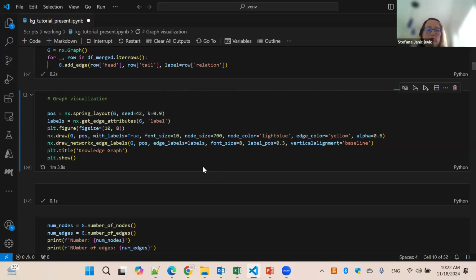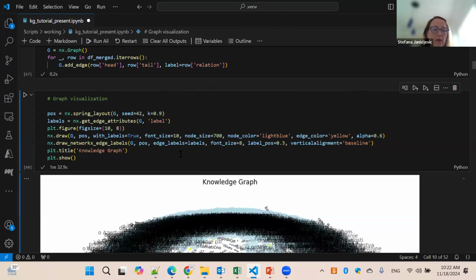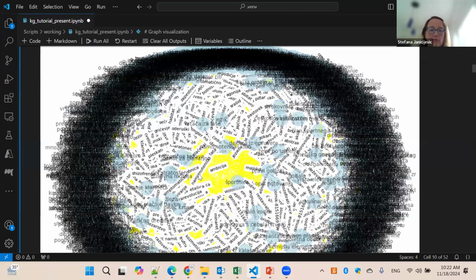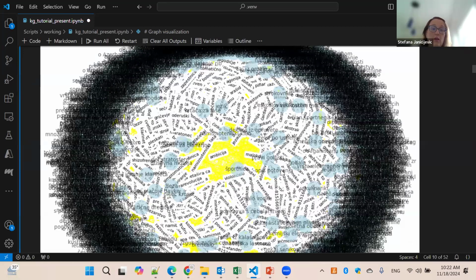We can also talk about other functions like draw and draw_networkx_edge_labels. We also have alpha, which controls transparency. We can have full opaque or full transparent, something like this. Also other functions: draw_networkx_edge_labels draws labels on the edges. And great, we finished the explanation, we get the visualization.